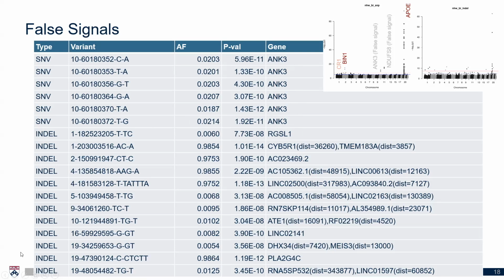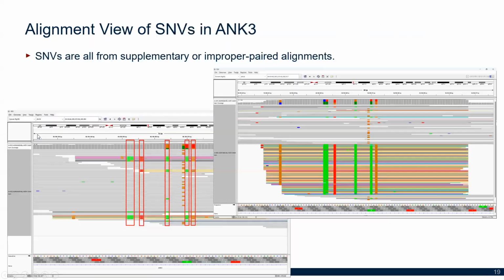And we also detected another 12 short insertions and deletions. They are significantly associated with Alzheimer's. Again, we are also quite excited about this finding, but the validation from Dr. Jerry Schellenberg's lab shows that none of them is true. Then I will also show you the reason why none of them is true.